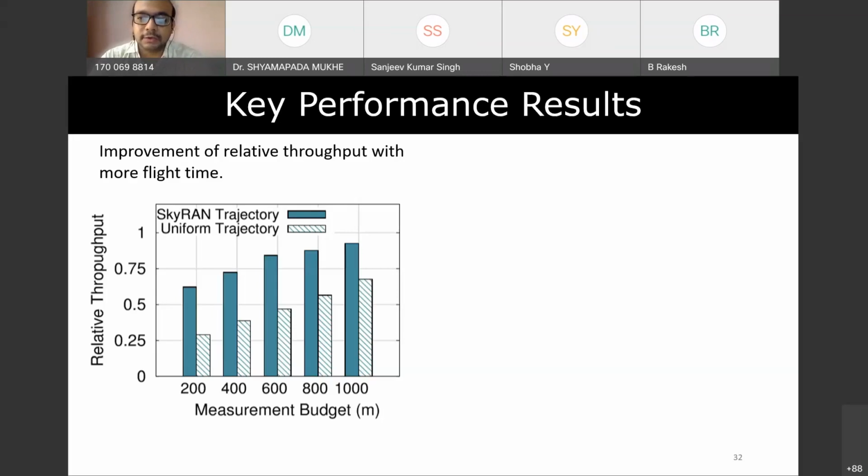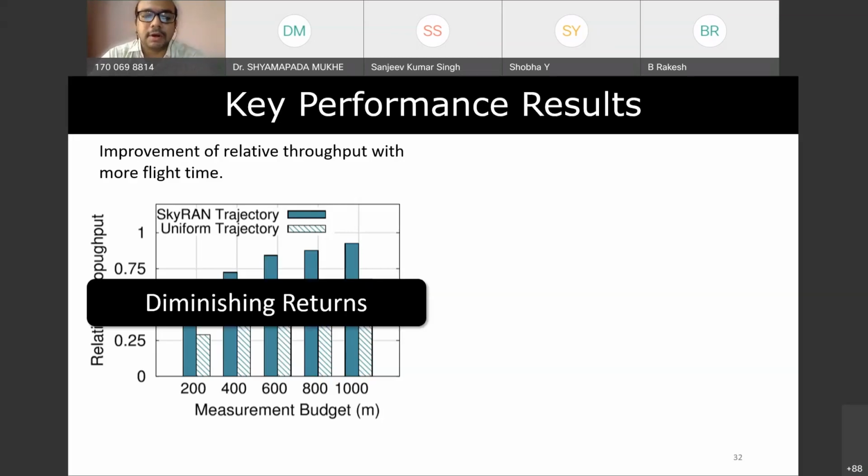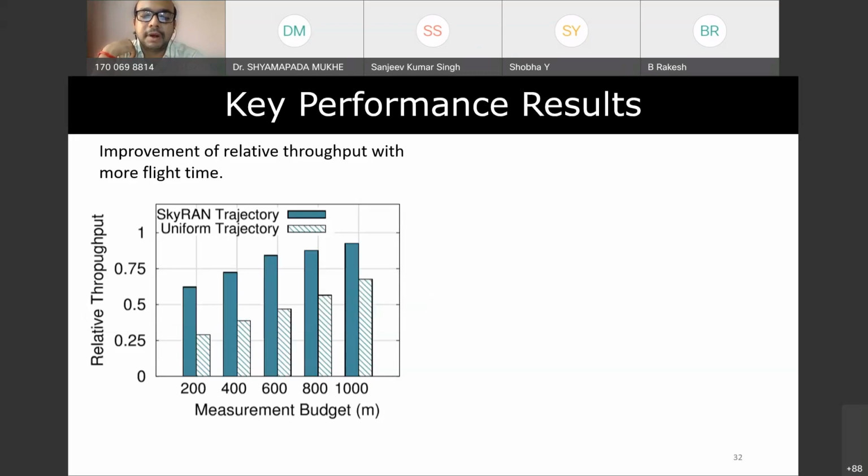So this shows that this kind of heuristic helps, right? And some random solution is not going to help in this particular scenario. Okay, and slowly there is also this problem of diminishing returns. Initially your benefit is very high, but as you increase the budget from 600 to 800, from 800 to 1000, there is not much improvement.